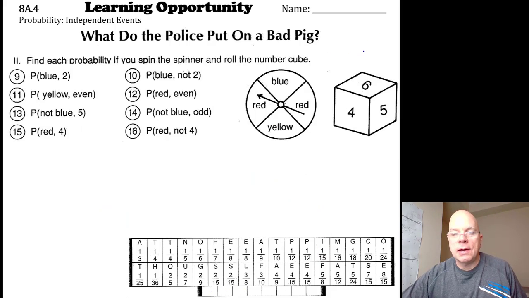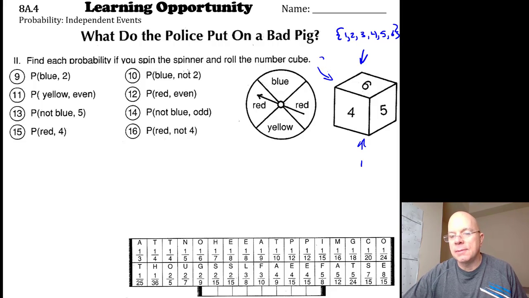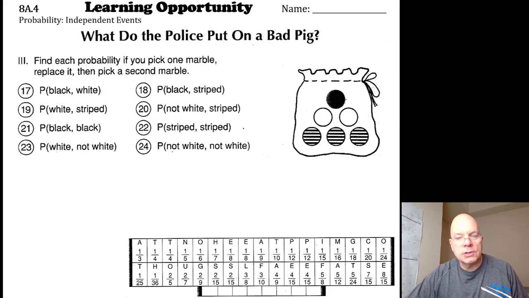You need to understand that when they're talking about rolling a number cube, the sample space includes 1, 2, 3, 4, 5, and 6. Even though you can only see the 4, 5, and the 6, you know there's a 1 here opposite the 6, there's a 2 here opposite the 5, and there's a 3 here opposite the 4. I think that'll be straightforward once you know that.